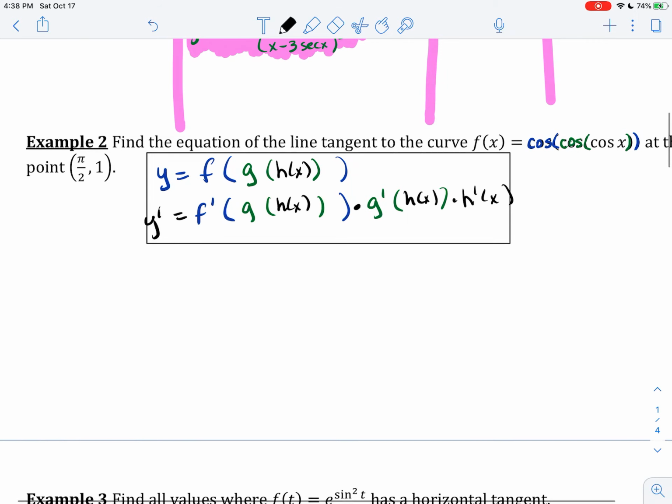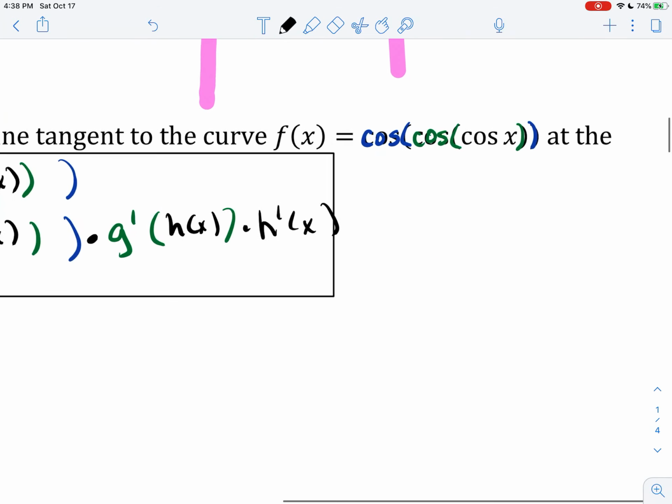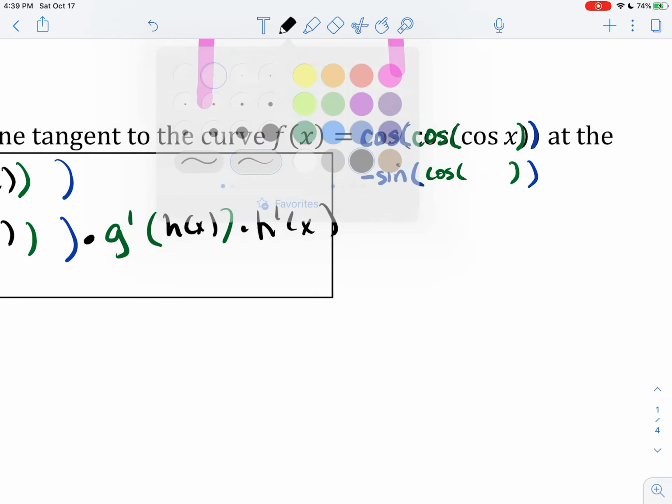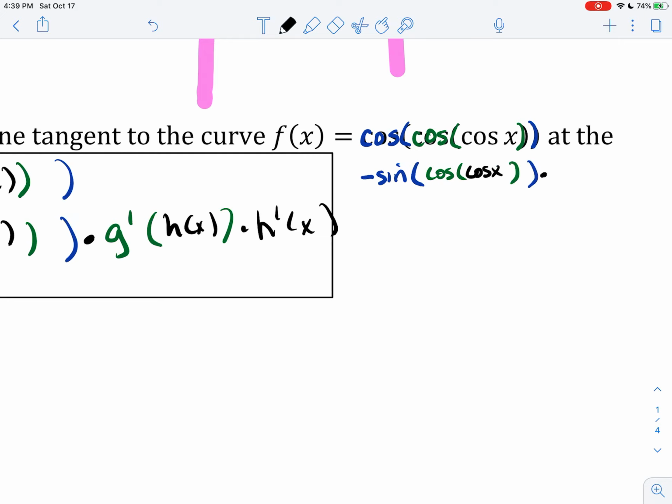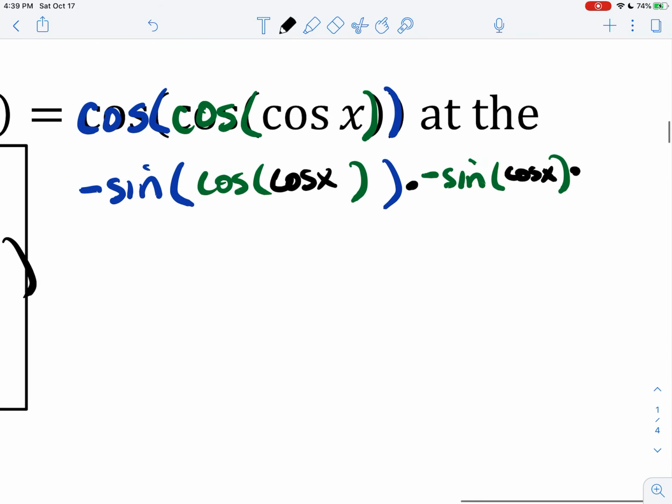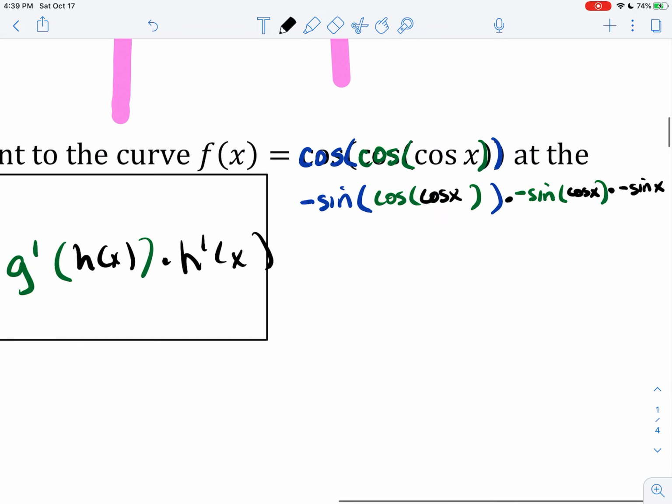Okay, so in taking that, my f of x here, the derivative of the outside is minus sine. I'm going to evaluate it at the inside, but then I'm going to multiply by the derivative of the inside, and the derivative of the inside is going to be another chain rule. And what's the derivative of cosine? Minus sine. I'm going to evaluate it at cosine, but then I'm going to multiply by the derivative of the inside, and the derivative of cosine is minus sine x.